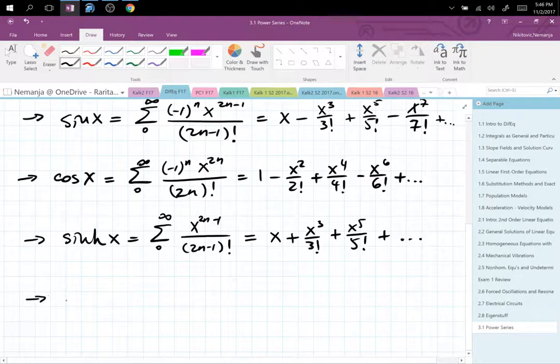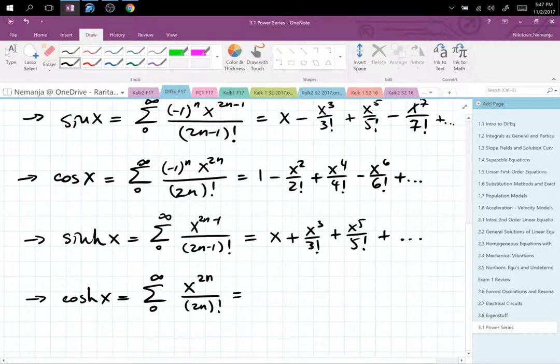And finally cosine hyperbolic x, again same as the cosine x, no alternating term. So x to the 2n divided by 2n factorial, which is 1 plus x squared over 2 plus x to the 4th over 4 factorial plus x to the 6th over 6 factorial plus dot dot dot forever. You can put 2 or 2 factorial, it's the same, right? Because 2 factorial is 2 times 1, which is 2.